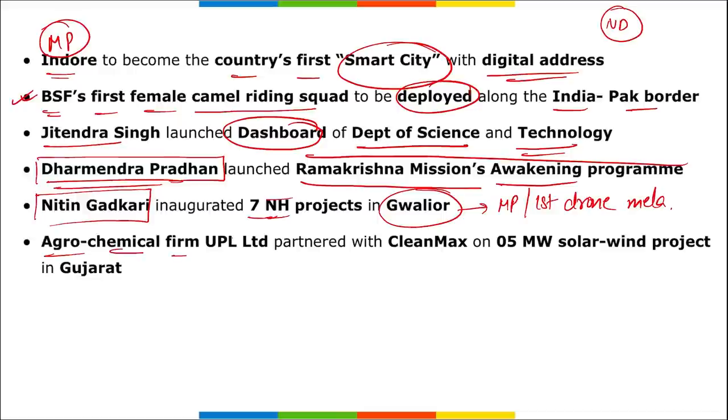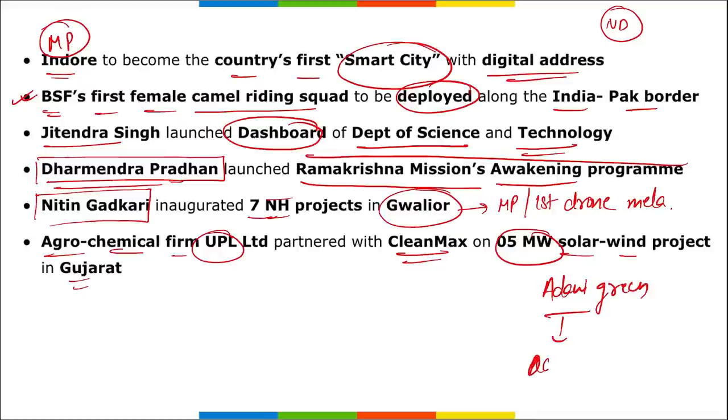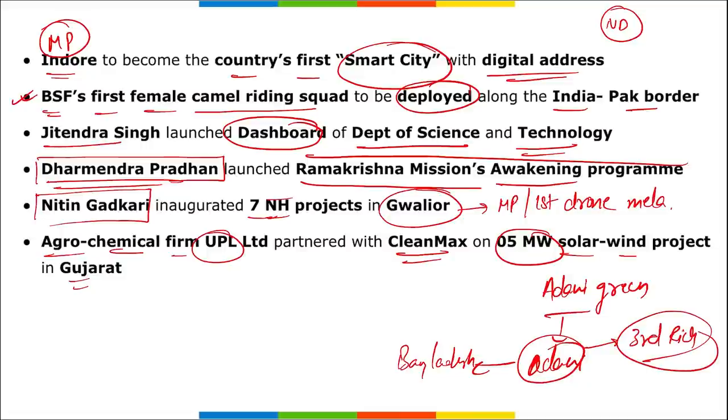Then agrochemical firm UPL Limited has partnered with CleanMax on 5 megawatt solar wind project in Gujarat. Another company that was developing a joint solar wind project as well as wind project was Adani Green. Then remember, Adani Group will be providing electricity to Bangladesh. And now Gautam Adani has also become the third richest person again. Earlier he was the second richest, now he became the third richest person of the world. He is still the richest of India, he is still richest of the Asian countries and the third richest in the world now.